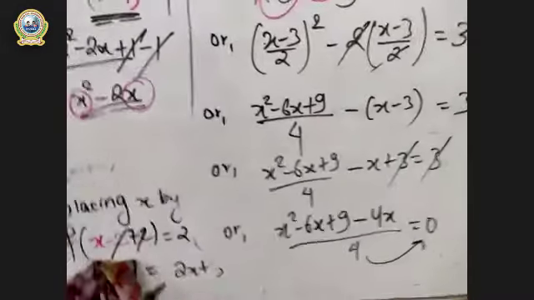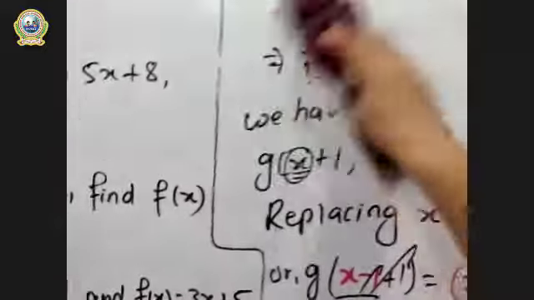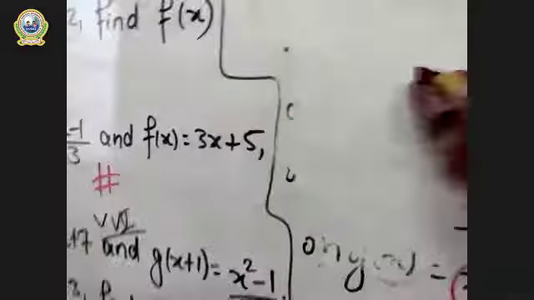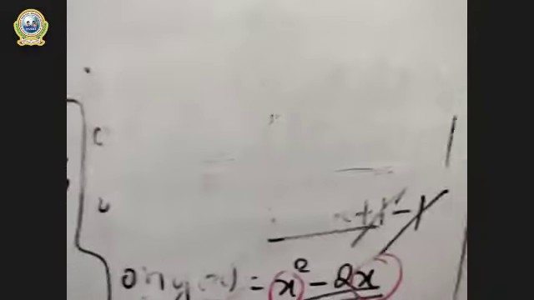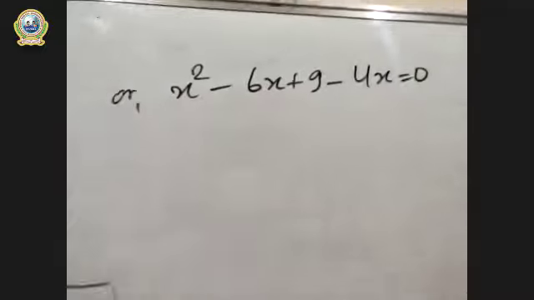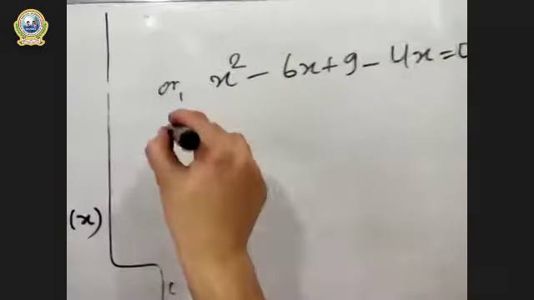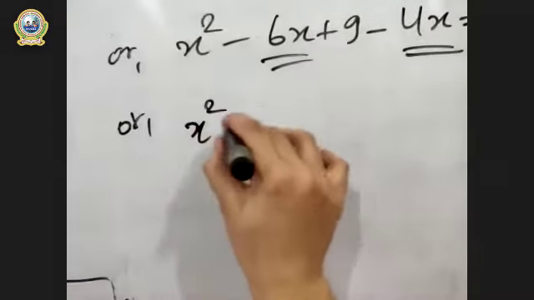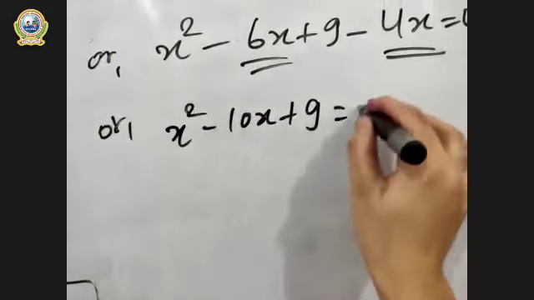Now finally we will get, let me rub the board, okay? You keep on solving. Just a few seconds. Now finally we will get x square minus 6x plus 9 minus 4x is equal to 0, right? This is our expression. These two are getting added, so it will be x square minus 10x plus 9 is equal to 0, right?